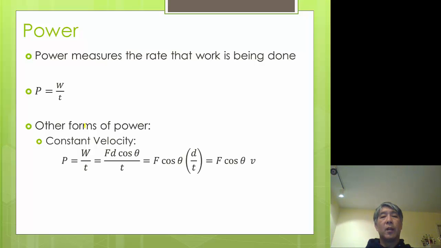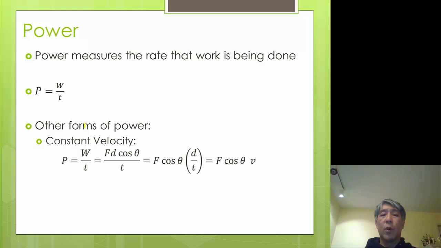Power we also looked at a little bit last year. We understand that power is the work done on a system divided by the amount of time that it's done. If these are constants, that's fine. However, this formula is not in our formula book. It's not in the data booklet.